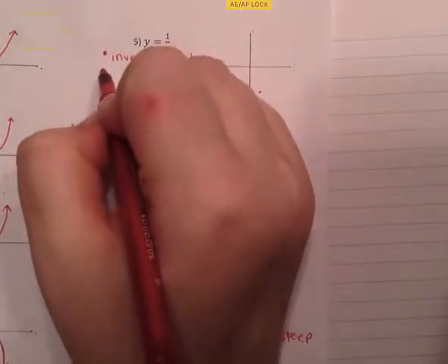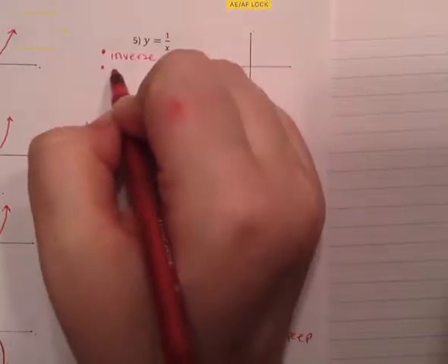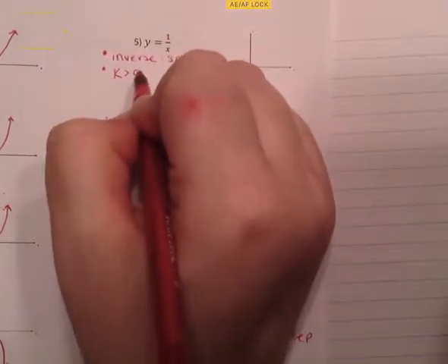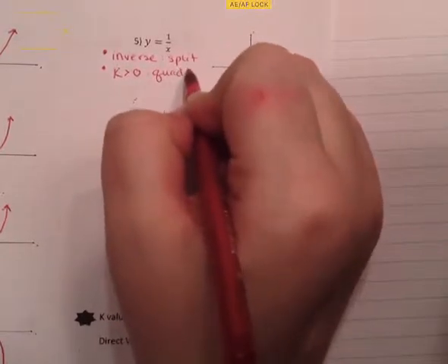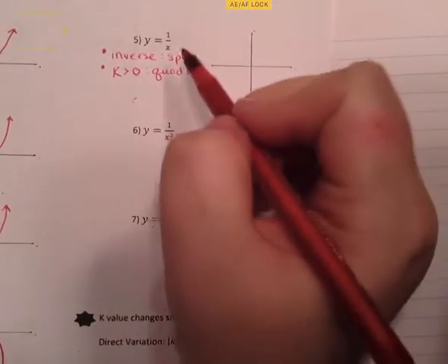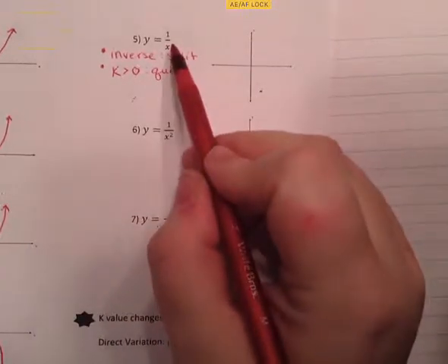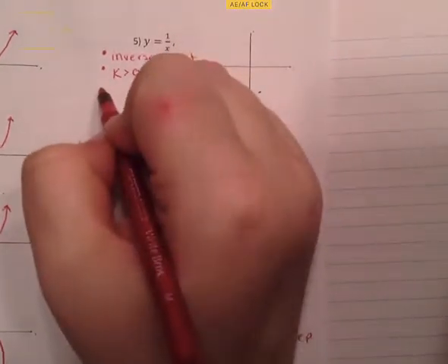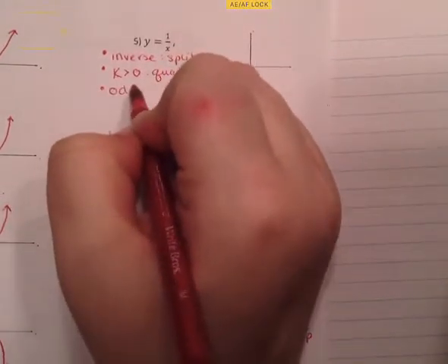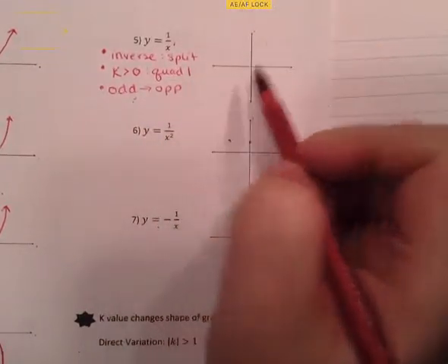Then we look to see if our k value is positive or negative. So we have a 1 over x, so this is just k is greater than 0. That means that it will go through quadrant 1. And then we look at our exponent. Our exponent on this one is x to the first, so our exponent is 1. That is an odd number. It means we'll have opposite quadrants. So opposite of quadrant 1 would be quadrant 3.